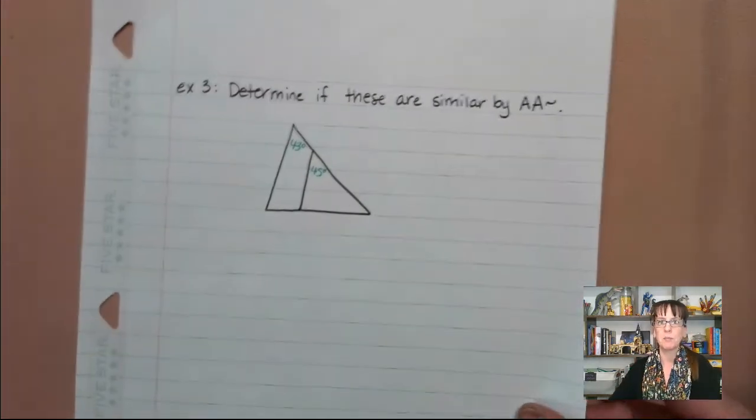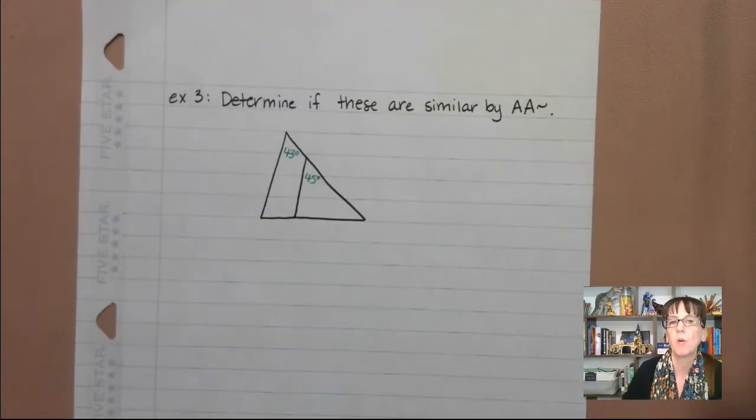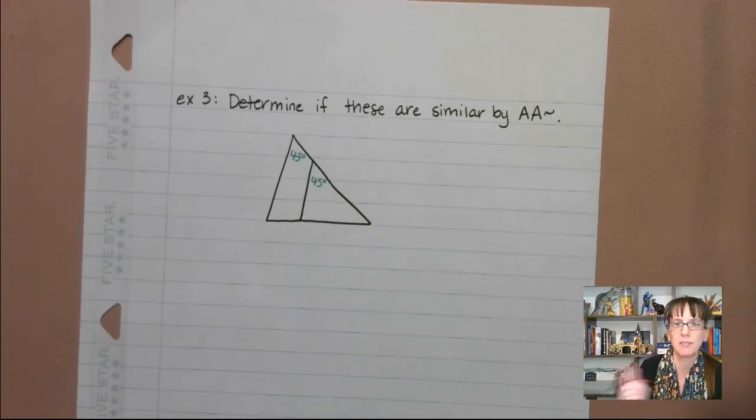Let's do one more example if you can hang in there with me. Let's determine if these are similar by angle-angle. One of those other things I said is that vertical angles are congruent, right? Another one of those things that are obvious but not given is the reflexive property.